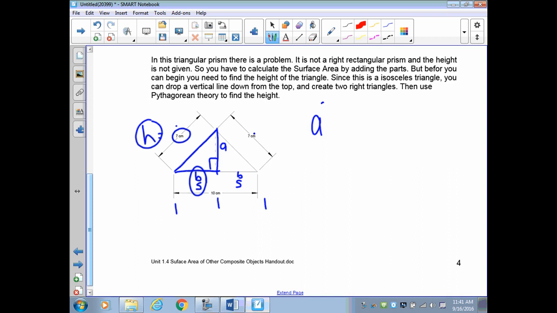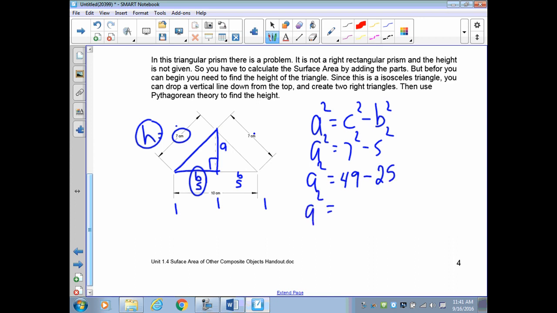So my calculation for the leg is c squared minus b squared. All I have to do is stick in my numbers. So I've got 7 squared, take away 5 squared. 7 squared is 7 times 7, that's 49. 5 squared is 5 times 5, that's 25. And when you take 49 and subtract 25 from it, you end up with 24. And the square root of 24 is approximately 4.90 centimeters.